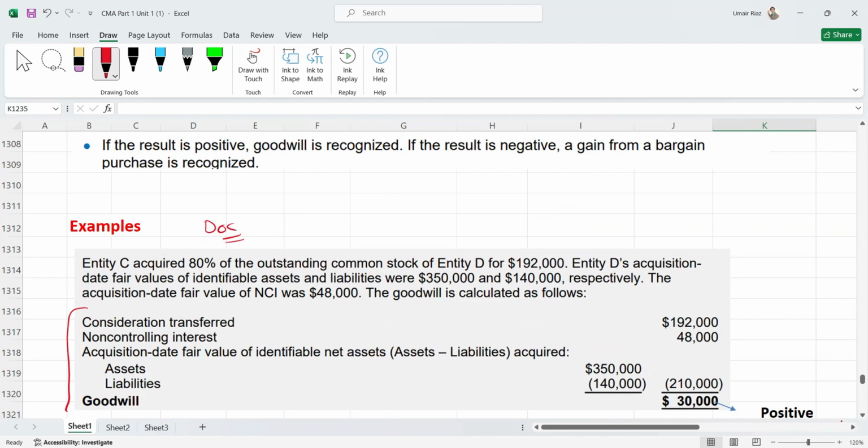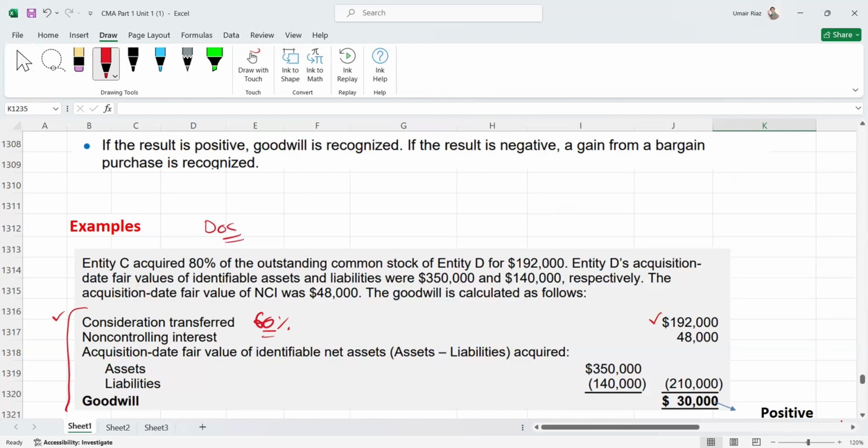First of all, we need the consideration transferred. I'm assuming, for example, that I have purchased 60% of the voting rights of another company, and for that 60% I have given 192,000 in cash. Sometimes maybe I will acquire another business, but I will not give cash.